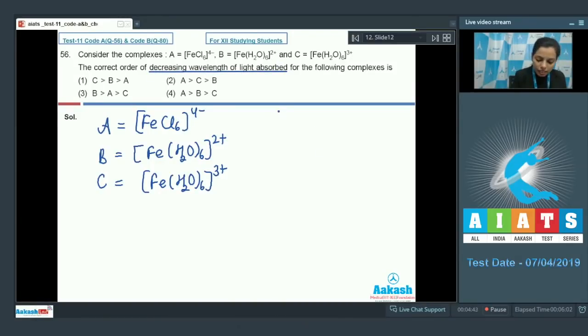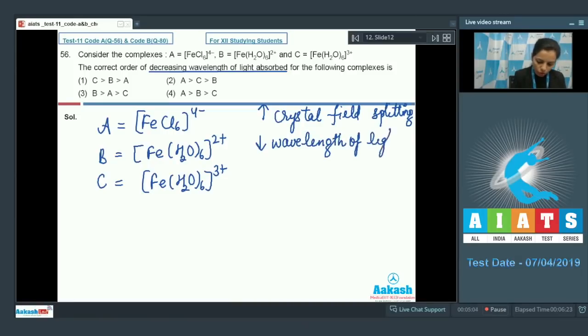That depends on crystal field splitting. More the crystal field splitting, less would be the wavelength of light absorbed, because that depends on energy. As crystal field splitting increases, energy increases and the wavelength of the light decreases.